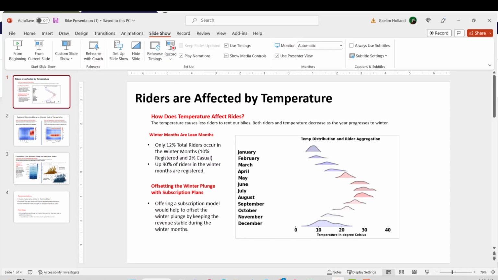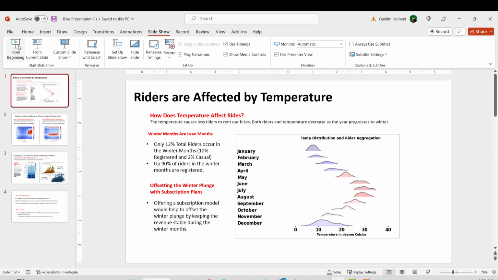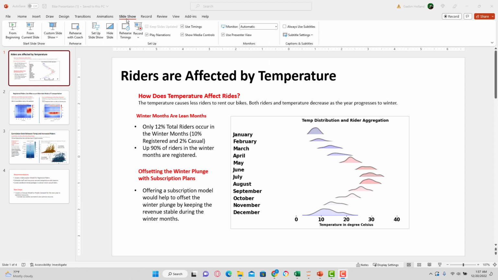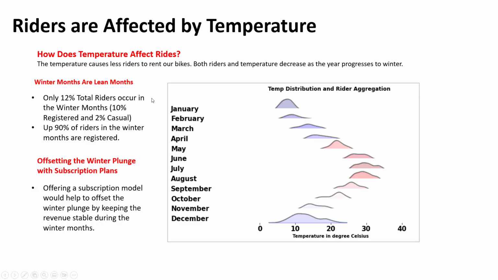So if we jump back over to our presentation, I'm going to do this presentation from the beginning. So let me do a slideshow. So let's run this from the beginning. So it's exactly what we went over. 12% of the riders occur in winter months, 10% registered, and only 2% casual. Up to 90% of riders in winter are registered. So the idea is to offset the winter plunge with subscription plans, which can offset the revenue plunge during those areas. And we use the ridge plot to highlight all of that.